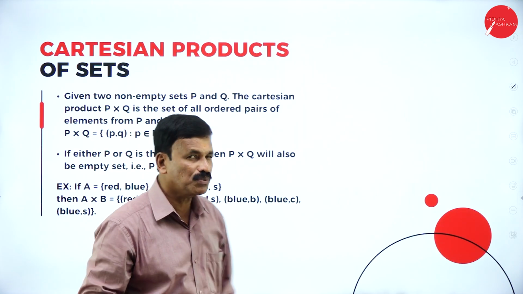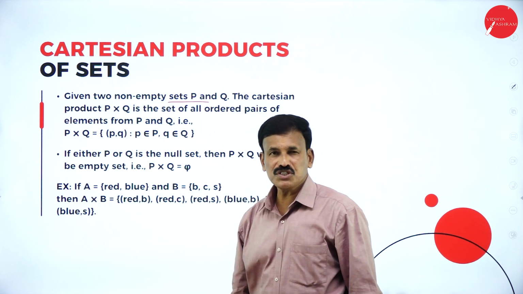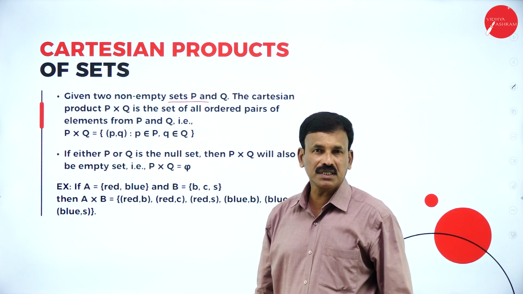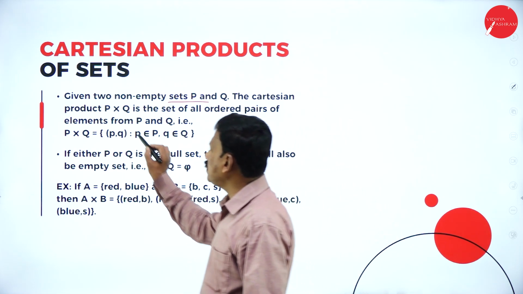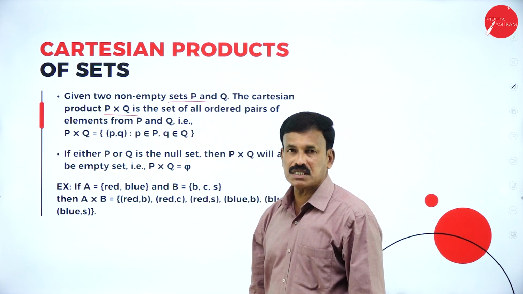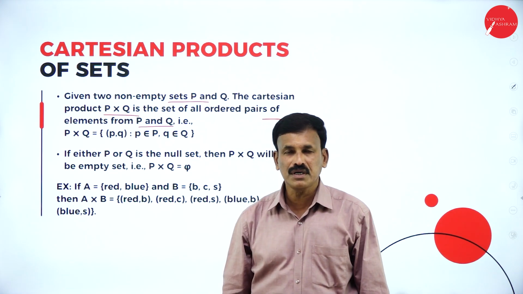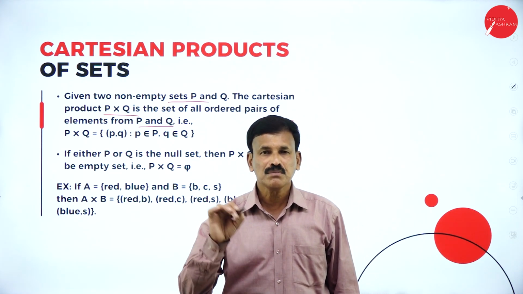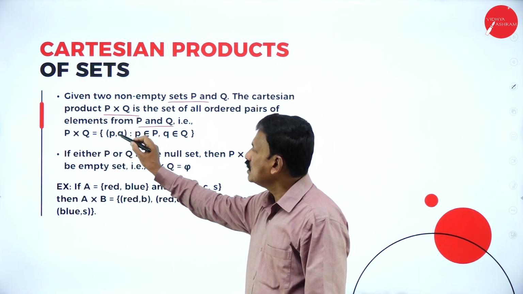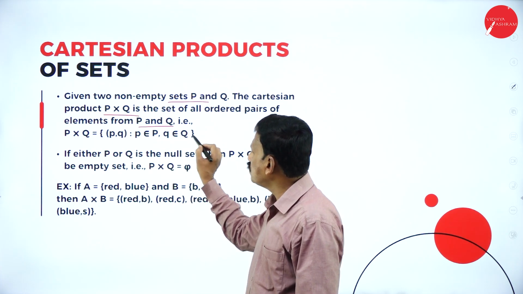Now, what is a Cartesian product? Suppose P and Q are any two non-empty sets. Then the Cartesian product of P and Q, denoted as P cross Q, is the set of all ordered pairs of elements from P to Q. P cross Q is equal to the set of (p, q) such that p belongs to P and q belongs to Q.